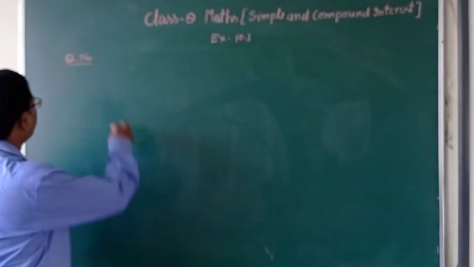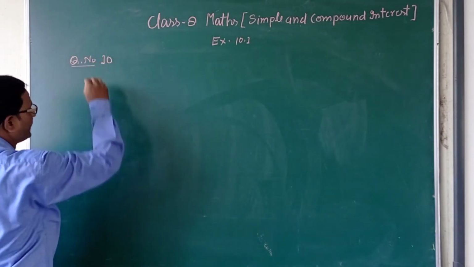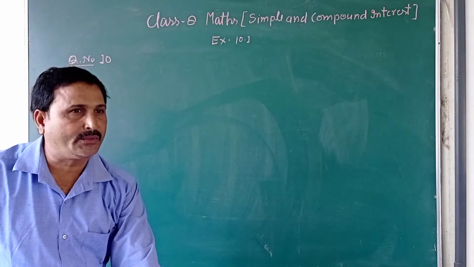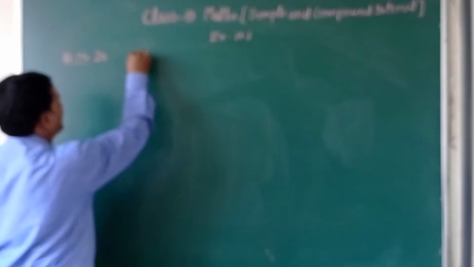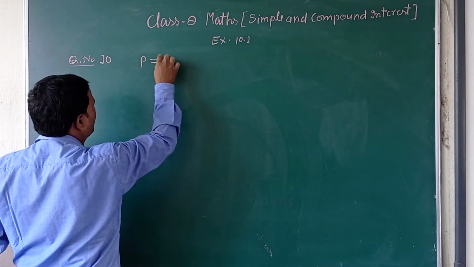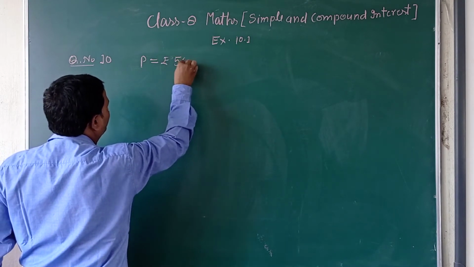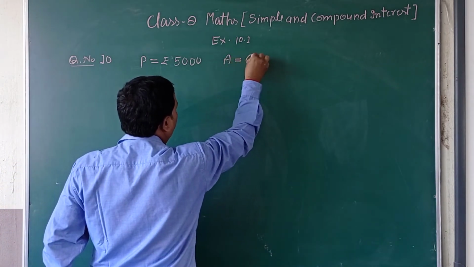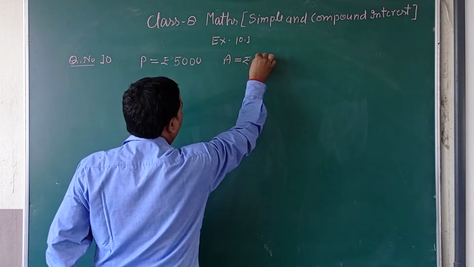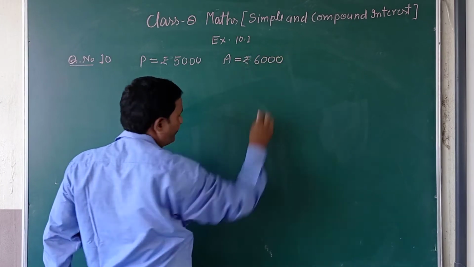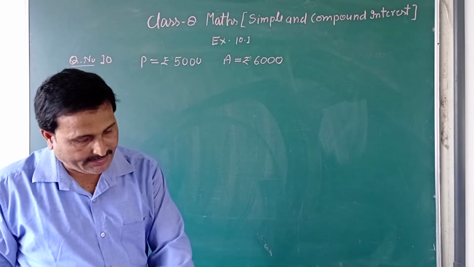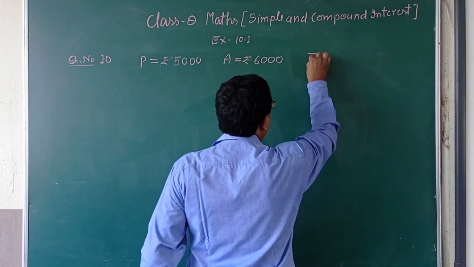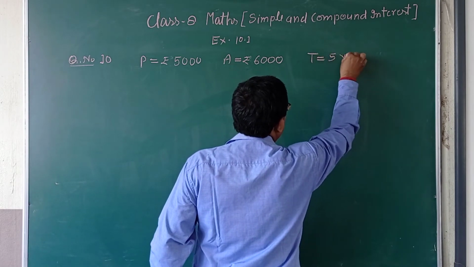Question number 10. Principal given is rupees 5,000. Amount given is rupees 6,000, and time given is 5 years.